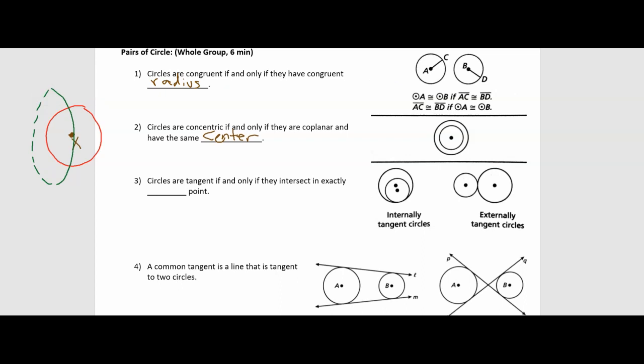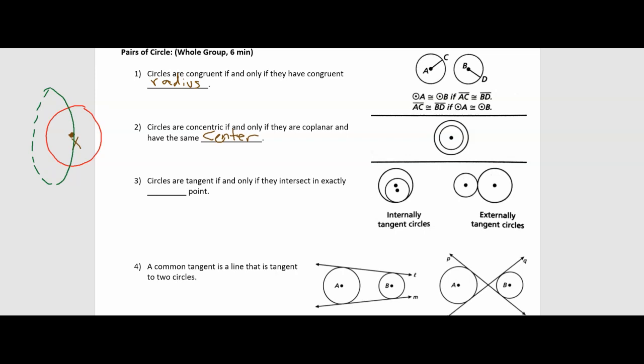You could think about, what if you spun that red circle around that center, or think about the circle coming out of the page at you rather than lying flat on the page or on the screen. So they have to be coplanar. You'd have to be able to place the circles on the same sheet of paper, and they would have to have the same center for us to consider them concentric.